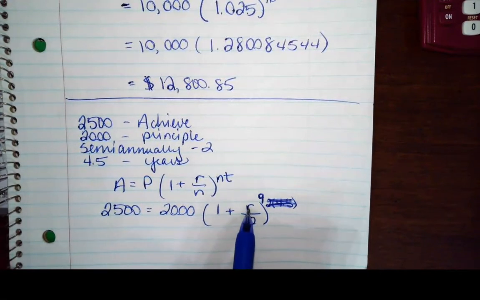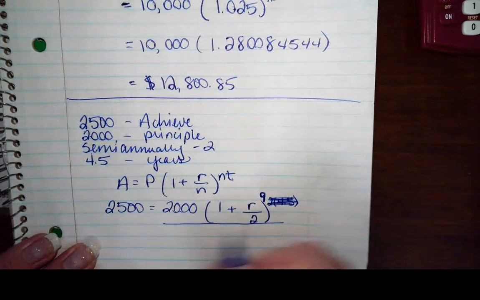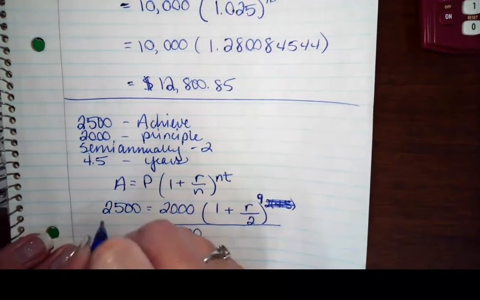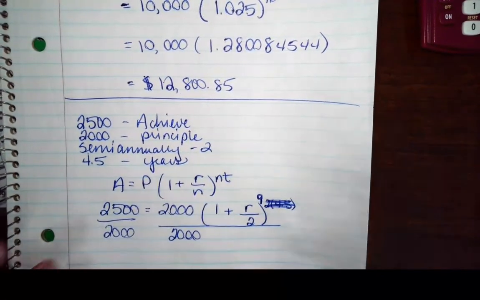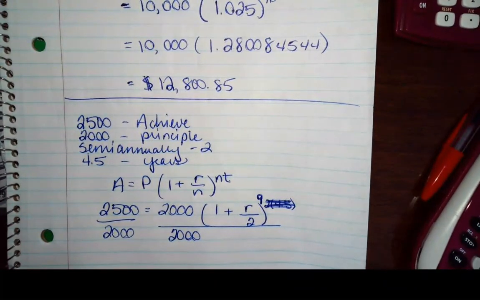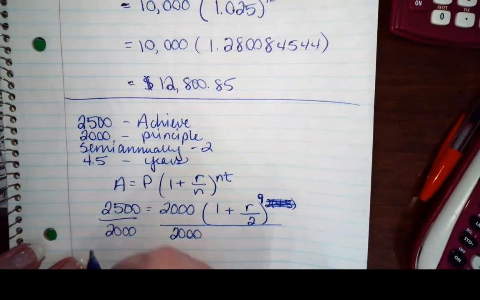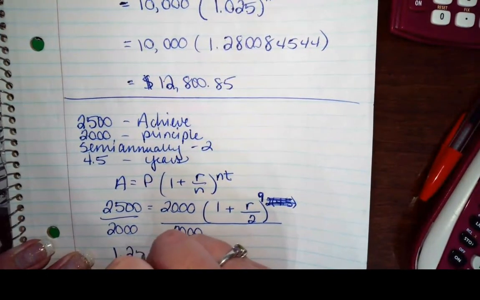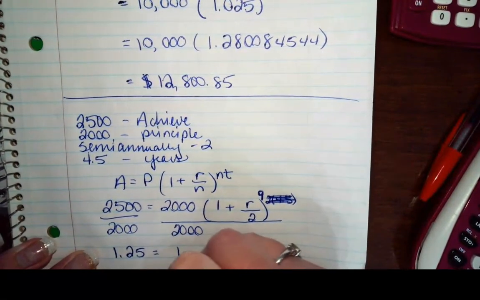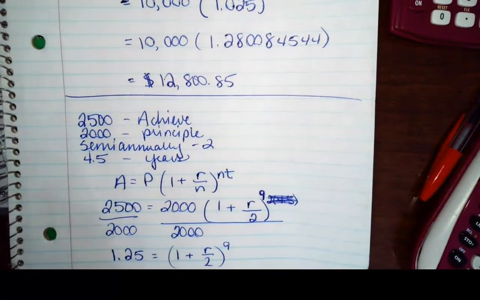So if I'm trying to get to this R, I need to get rid of this 2,000. So I'm going to divide both sides by 2,000. So 2,500 divided by 2,000 should be 1.25. All right, so 1.25 equals 1 plus R over 2 raised to the 9th power.